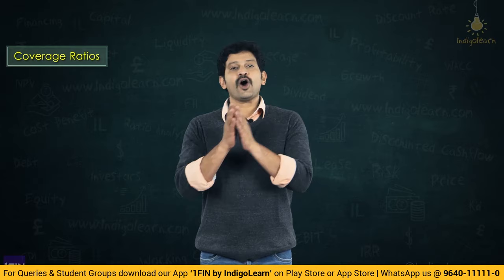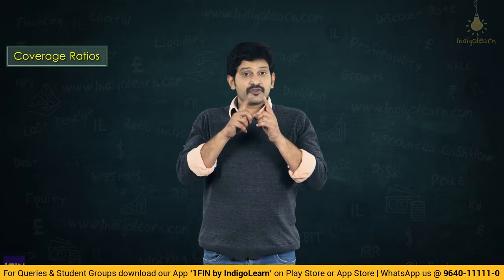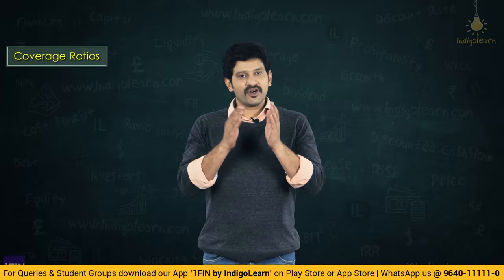Now, what type of obligations? Whether it is debt or whether it is interest or preference dividend. So, for the respective obligations, how many times the fund is available to cover them is what we will compute in coverage ratios. So, let us understand one by one. First one is the debt service coverage ratio.